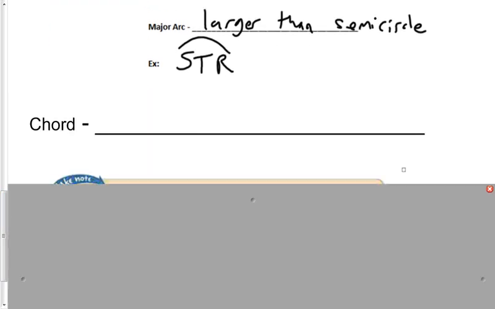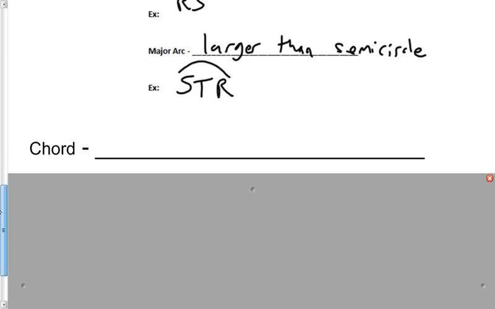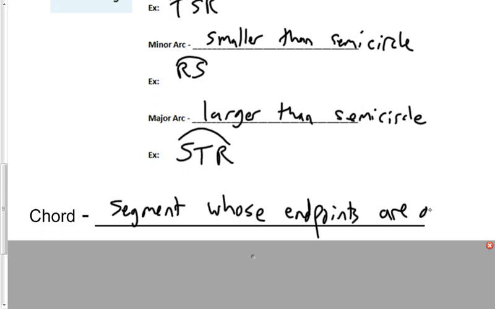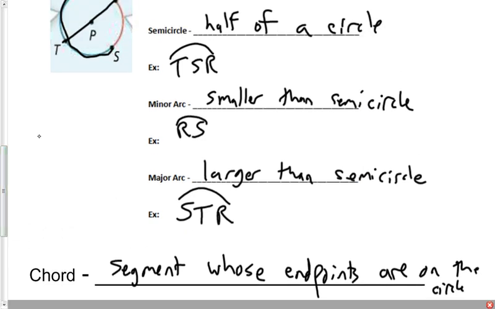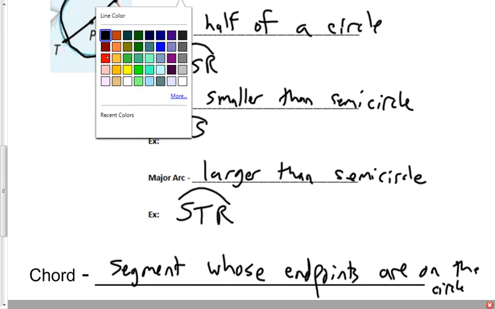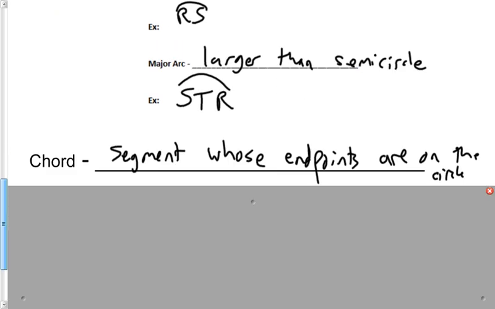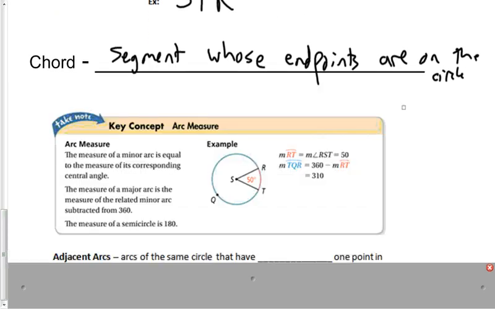And finally, a chord. A chord is a segment whose endpoints are on the circle. So technically a diameter is a chord, but you'd call it a diameter. Anything else, here's an example in red. Going from here to here, that is a chord. So these are things we're dealing with in these next couple of sections.